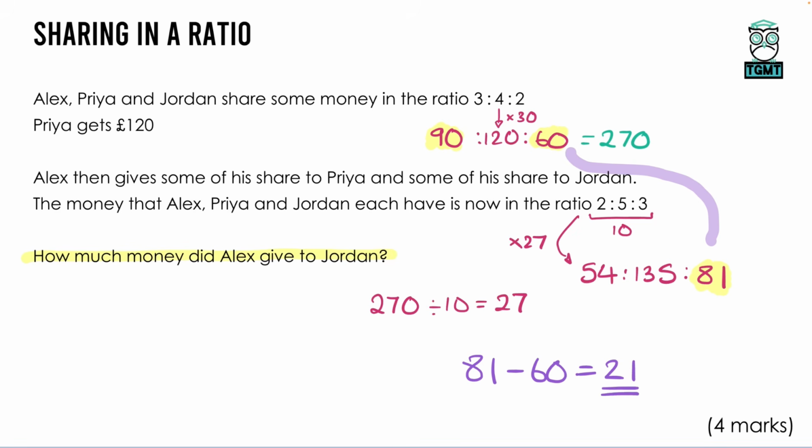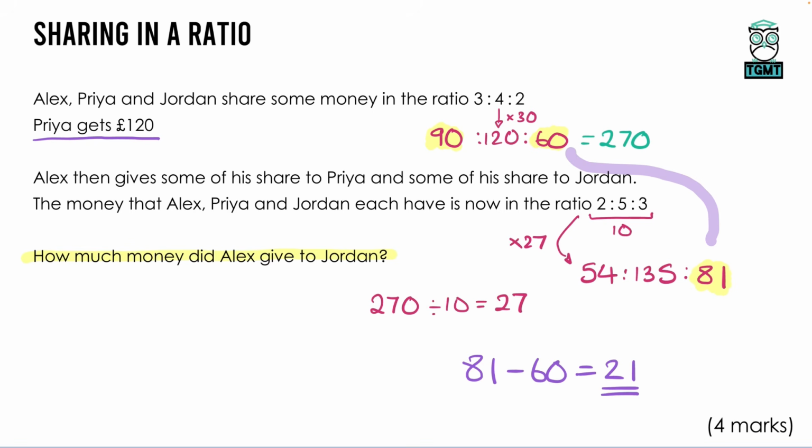So obviously a question like this, where you have two separate ratios, is just sharing in a ratio. But we had a whole story going on, and in this particular example, we had this scenario where we were told one of the numbers in the ratio. So Priya was equal to 120. But of course, you could be told the total, you could be told the difference between two of them originally. And all of those, you just need to be careful with the language in terms of how to approach it. But there we go, that was a question on sharing in a ratio.